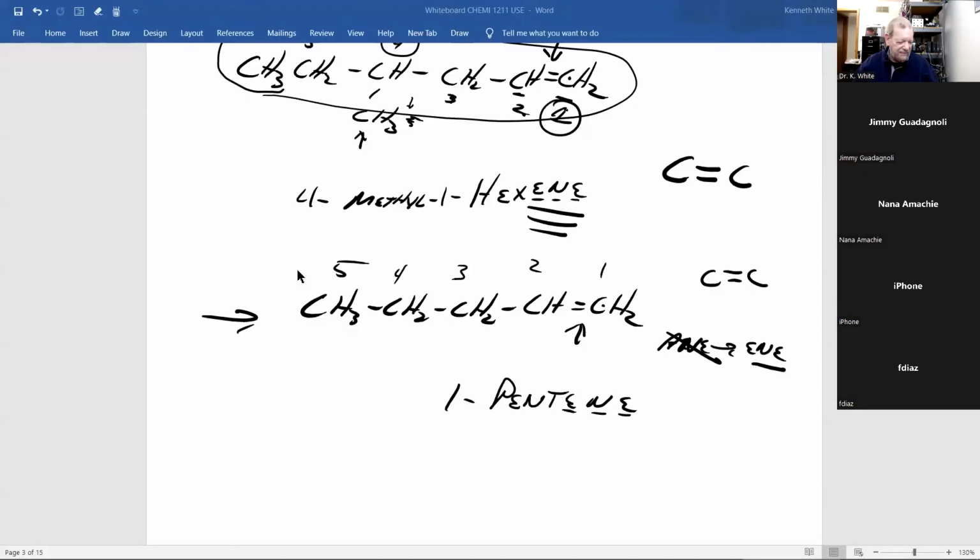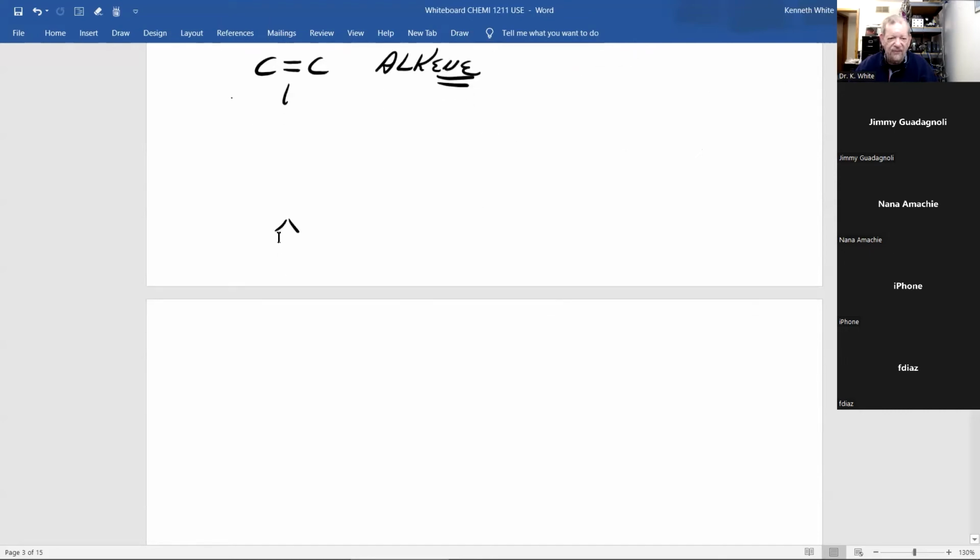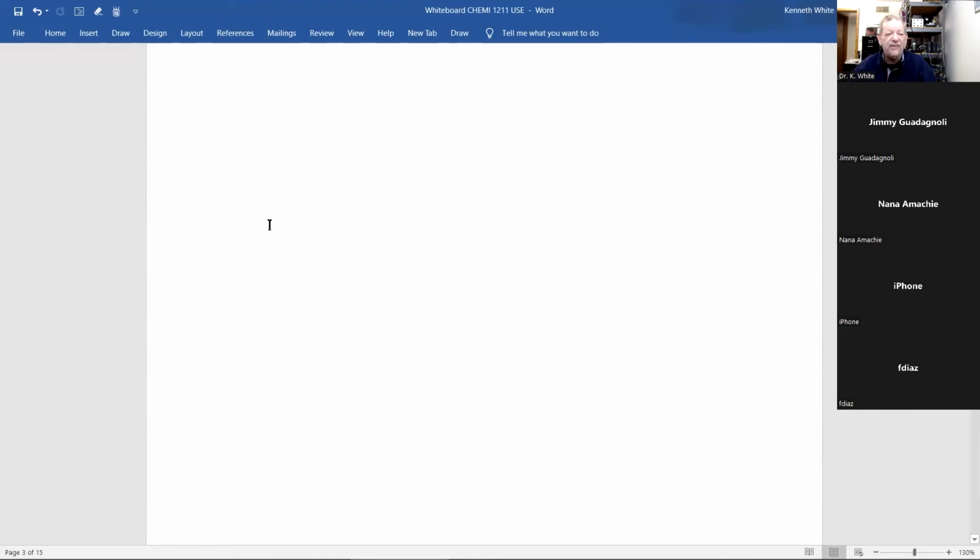Let's continue on. Now, while we're talking about double bonds, remember a double bond is an alkene. The ENE ending tells you double bond, two lines between the carbons. Let's talk about cycloalkenes. You can have a double bond in a ring. How do I know it's a double bond? Two lines between the two carbons. Remember, every bend in a line is a carbon.